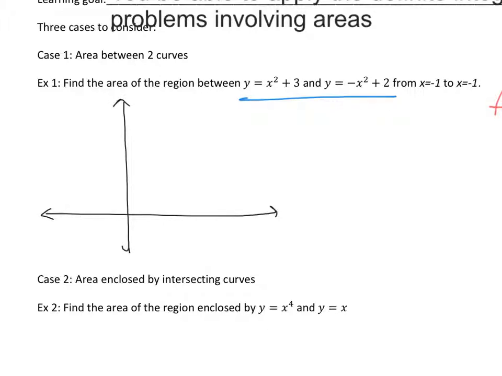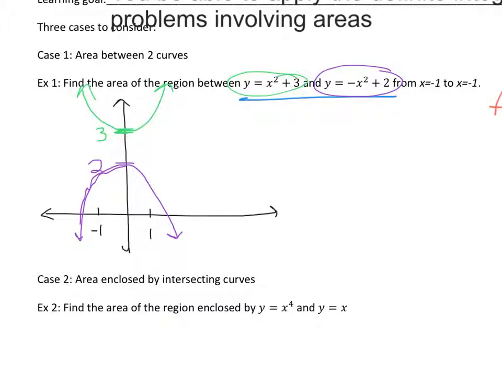So I'm going to graph this first curve in green, y equals x squared plus 3. That's a parabola that starts at 3. Then I'm going to graph the other curve in purple. It's also a parabola, but it starts at 2, and it's opening downwards, right? Because the sign in front of x squared is negative. Now, hopefully your curves look way prettier than mine. That's my expectation, that you can draw better than I can on an iPad. And I want to go from -1 to +1, okay?